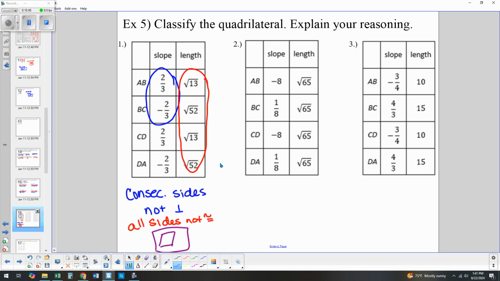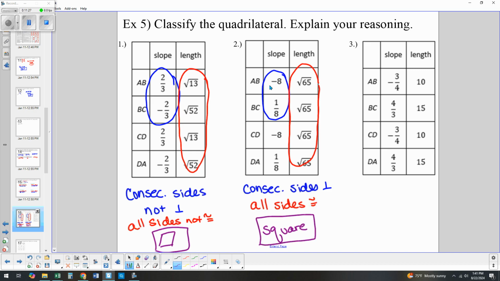For part 2 here, again, we'll start with the first question of, are our consecutive sides perpendicular? Is -8 the opposite sign reciprocal of +1/8? And yes, it is. So we can start with consecutive sides are perpendicular, which means this is either a square or a rectangle. So if I look at all the distances, they're all the same. So all sides congruent. So I do have all the sides the same, and it has right angles. That would make this shape a square.